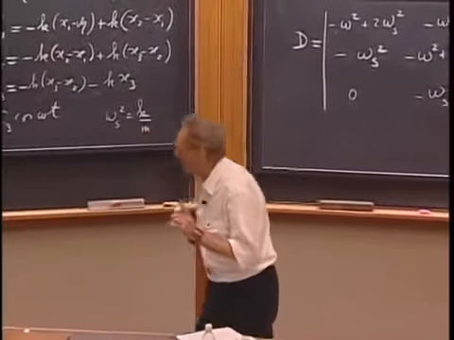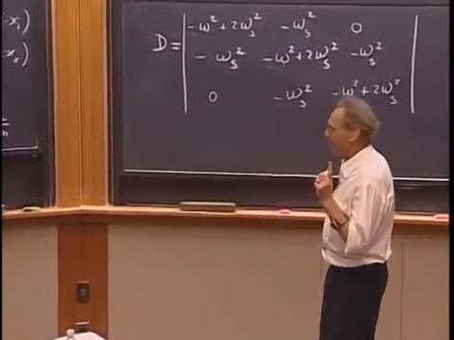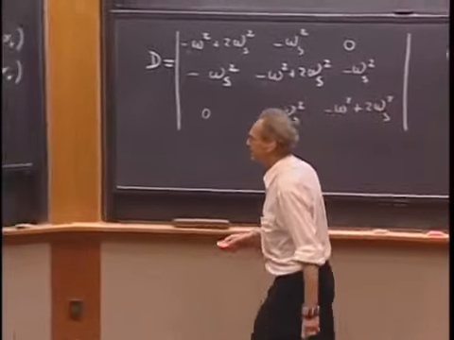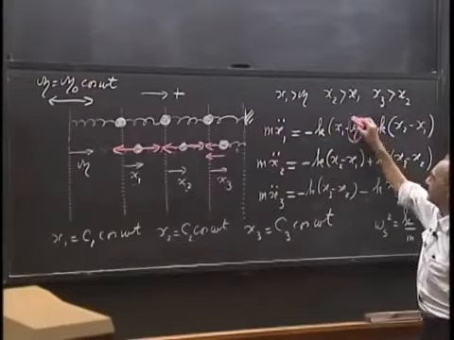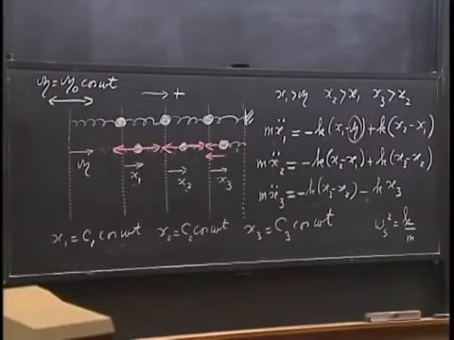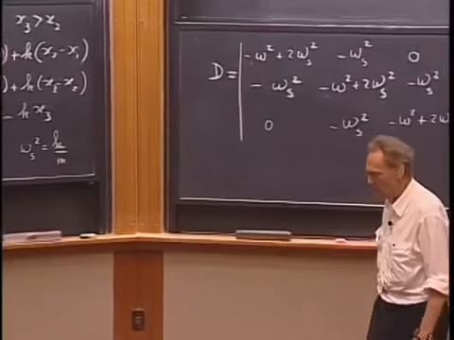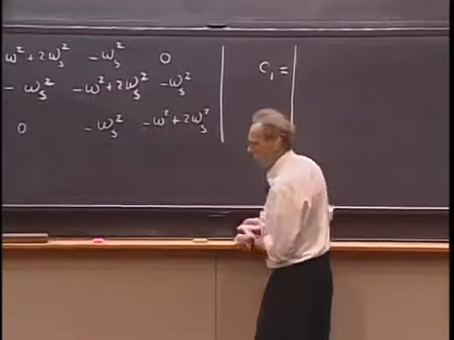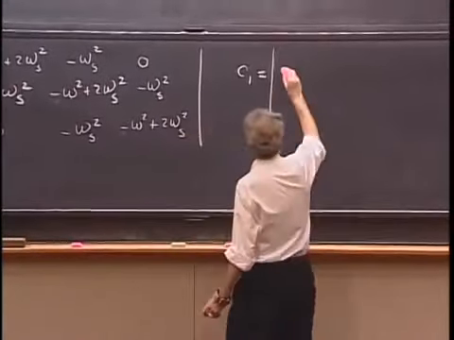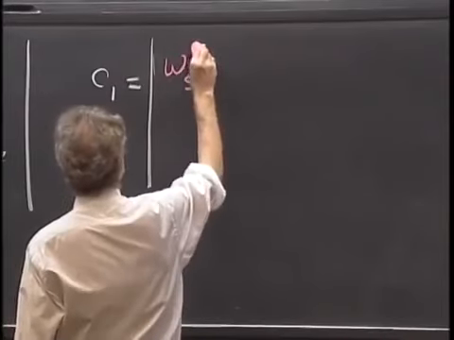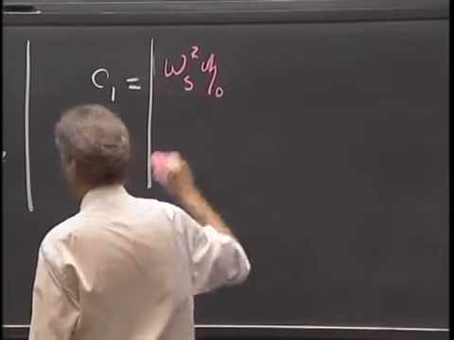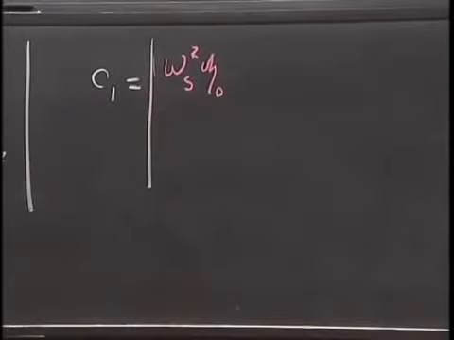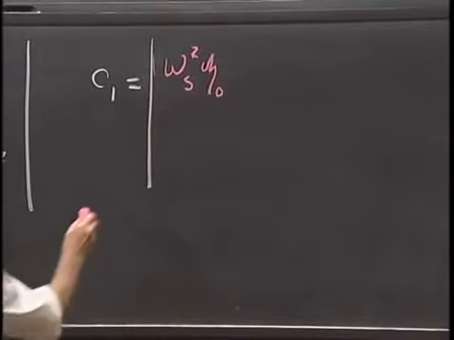And the first column will reflect this eta. Because the right side now is not going to be 0, remember, like the double pendulum. And so you're going to get here, in the first column, omega s squared times eta 0. And then you're going to get a 0 and a 0.